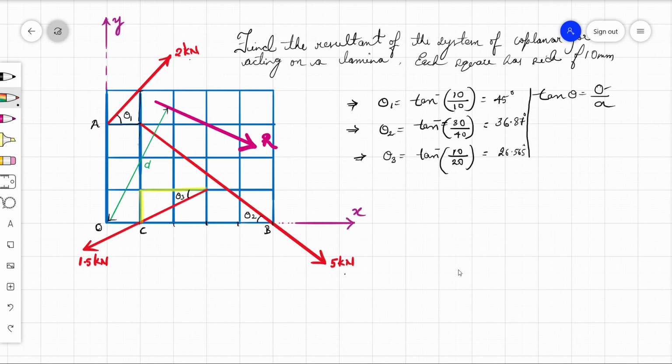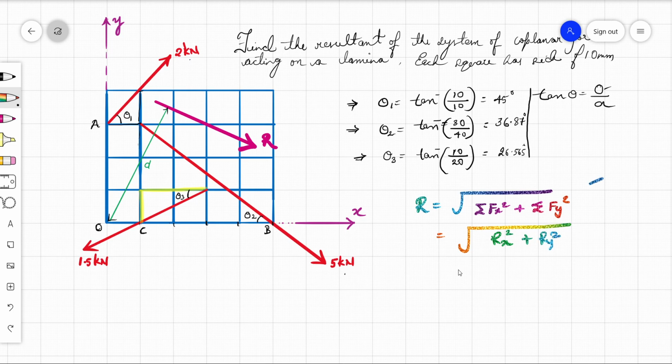Our second step is to find R. We need a formula, that is the square root of summation of Fx squared plus summation of Fy squared, which can also be written as Rx squared plus Ry squared, because if this is R, which is the resultant, this will be the x component and this will be the y component. I can write it as Rx and Ry, as we are used to writing for F. F for force, x component is Fx, y component is Fy, in a similar way.